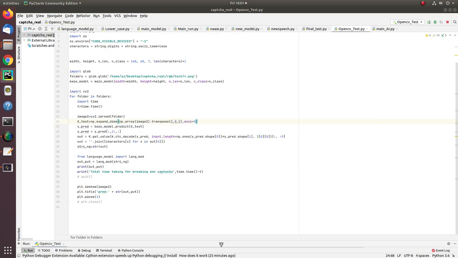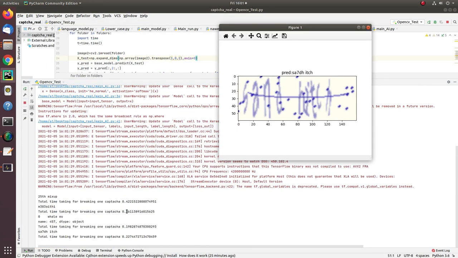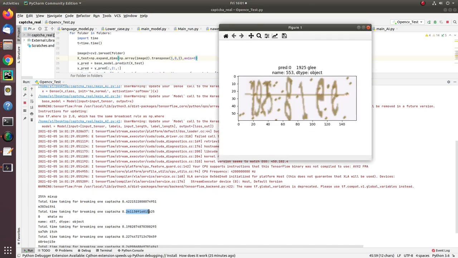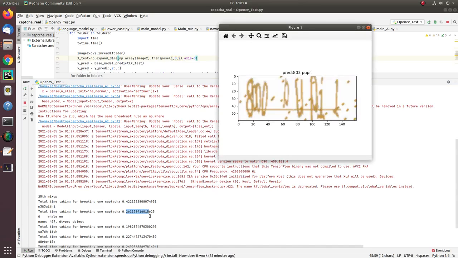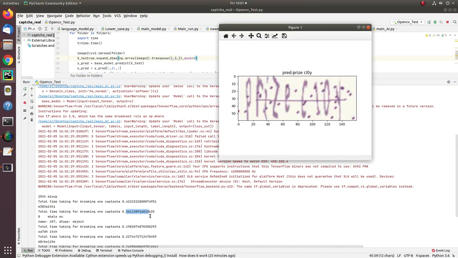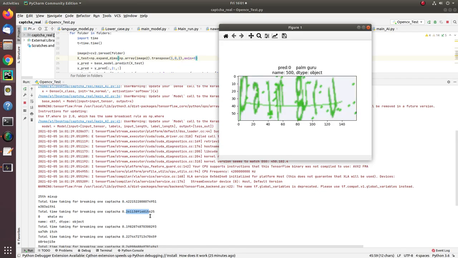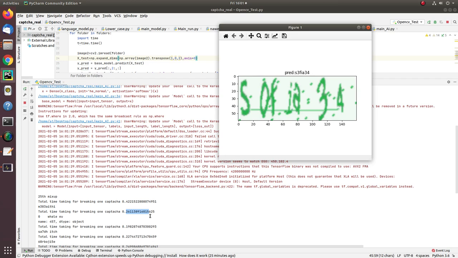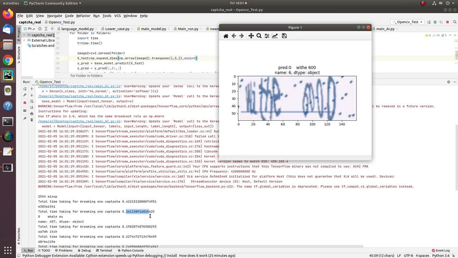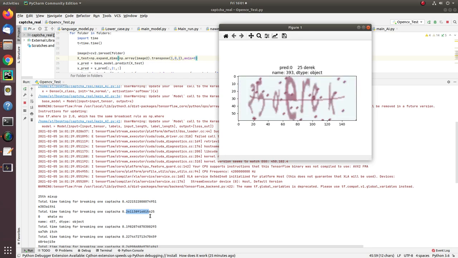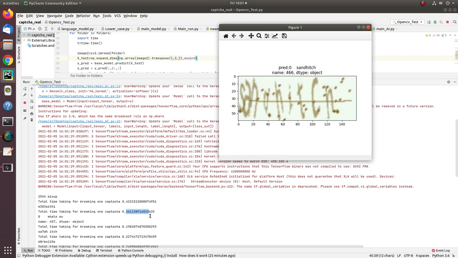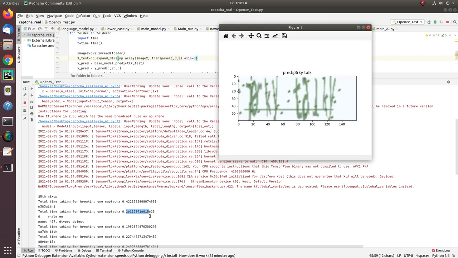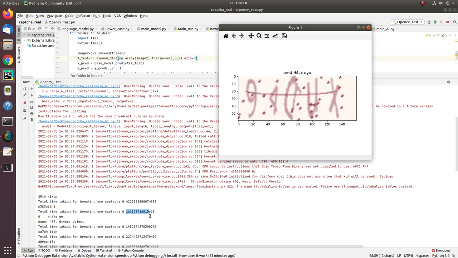For prediction of one captcha, it takes around 0.25 seconds on average. That means in 1 second it is capable of breaking at least 4 captchas. Even with an accuracy of 90%, this algorithm will be capable of breaking any website where the captcha contains two words or a single word.